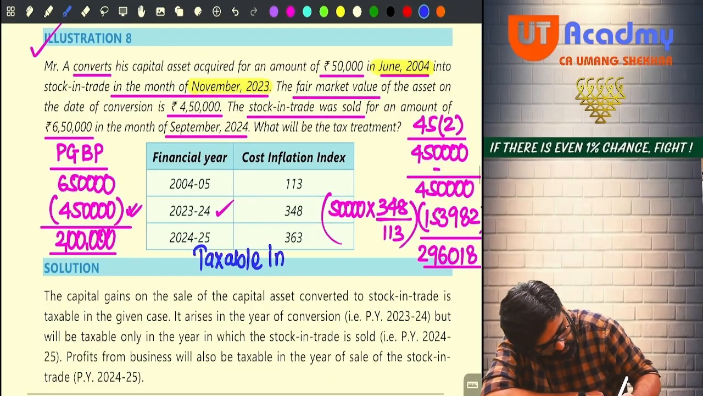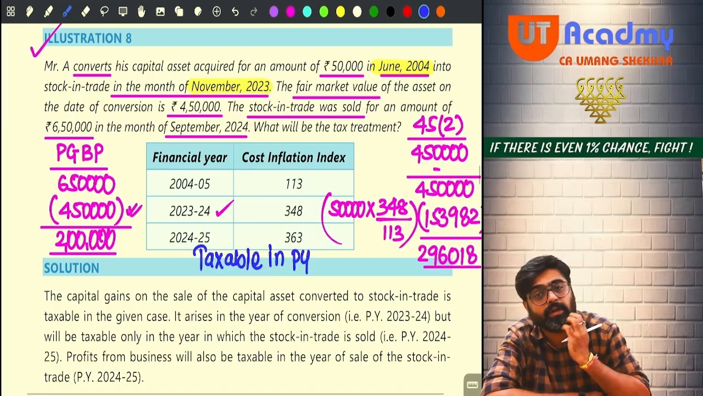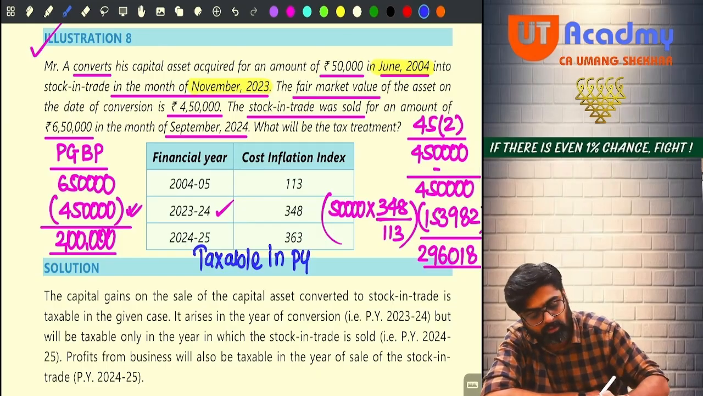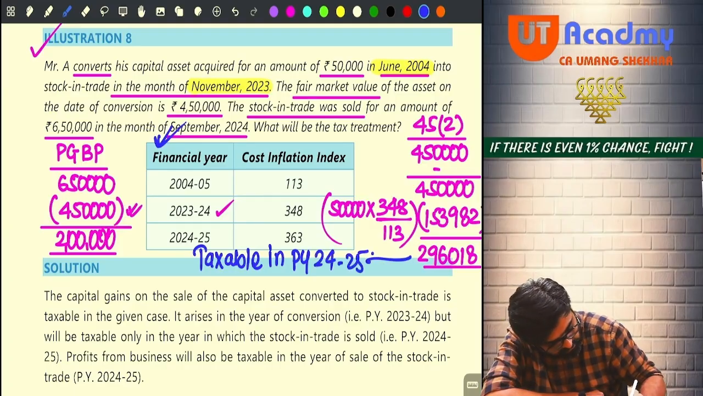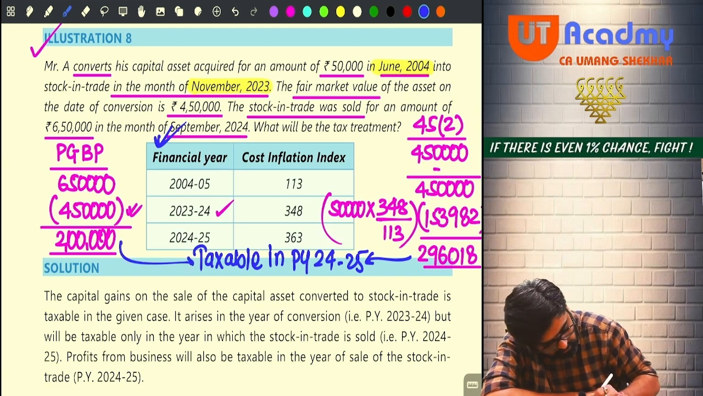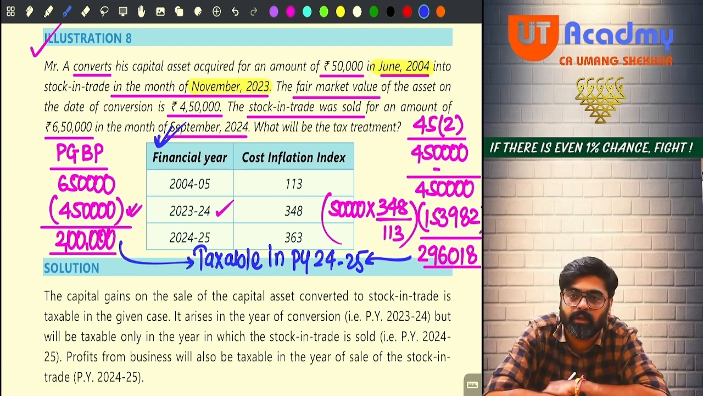Taxable in the previous year in which the stock in trade is sold. So what year the stock in trade is sold? September 2024, means previous year 24-25. So this will also be taxed in this year and this will also be taxed in this year. Both will be taxable in the same year.